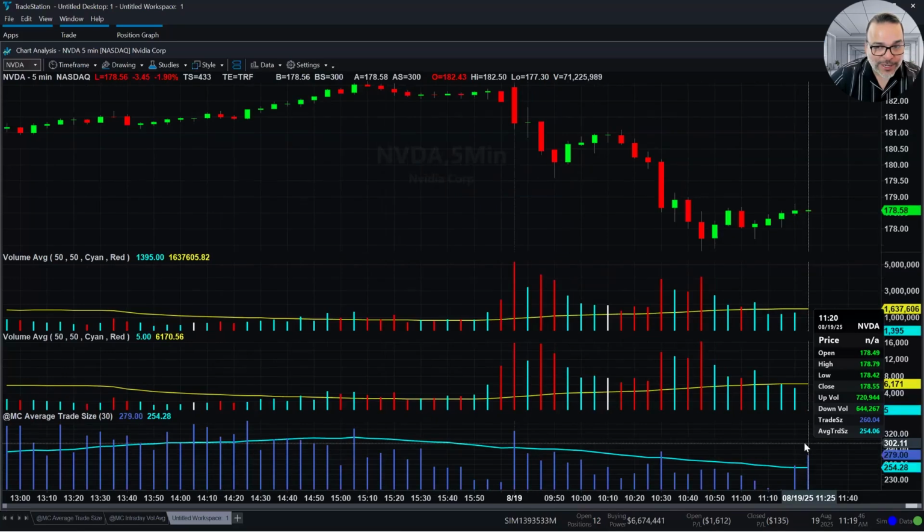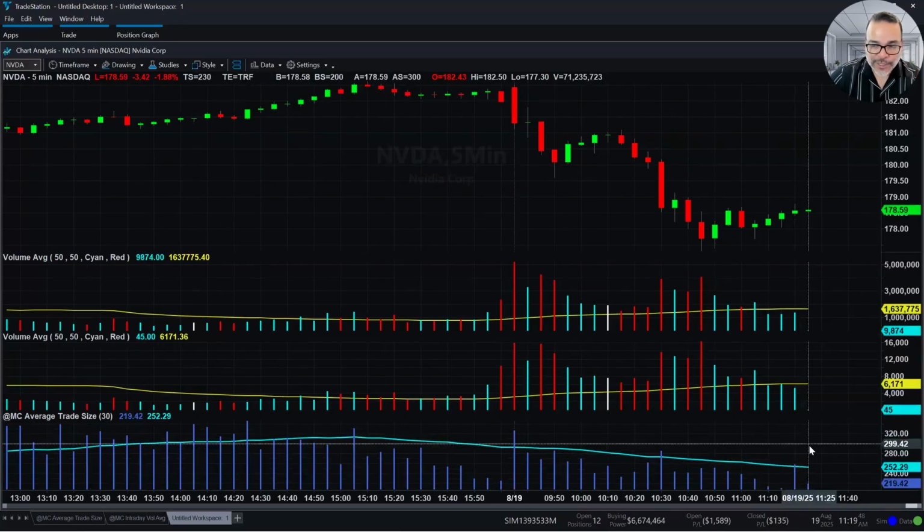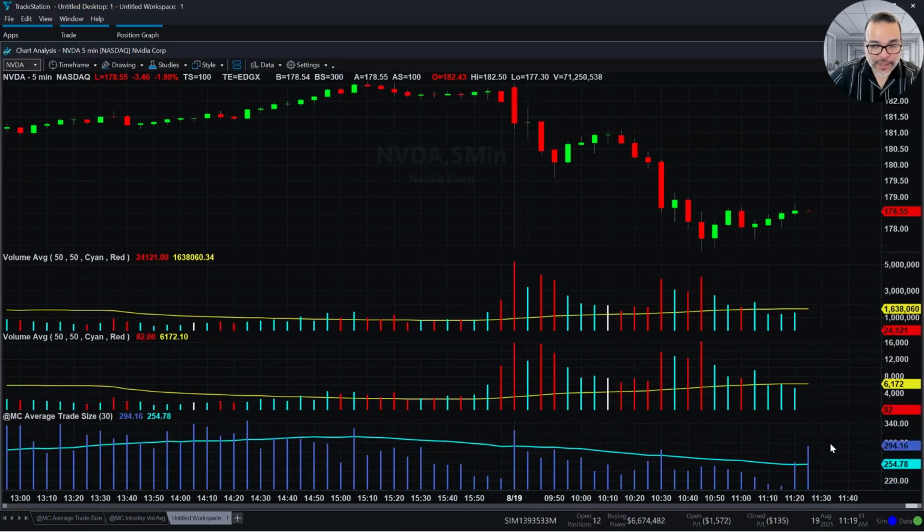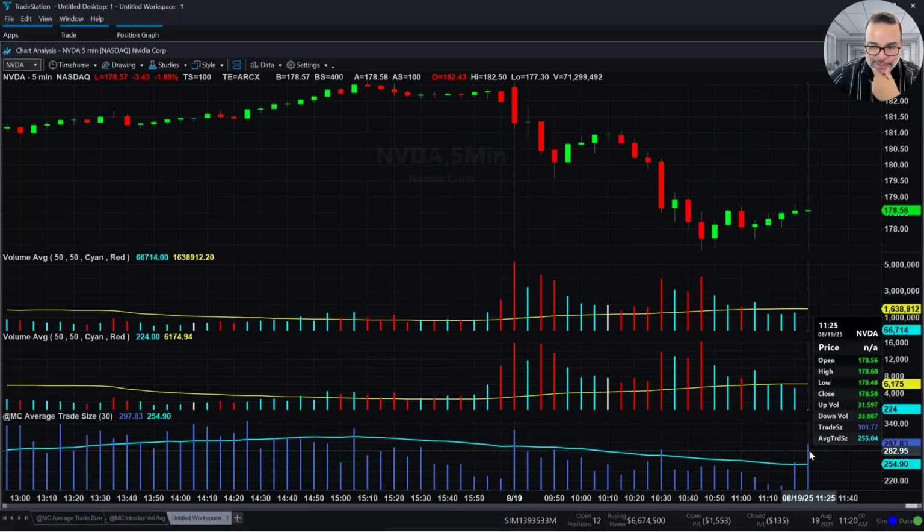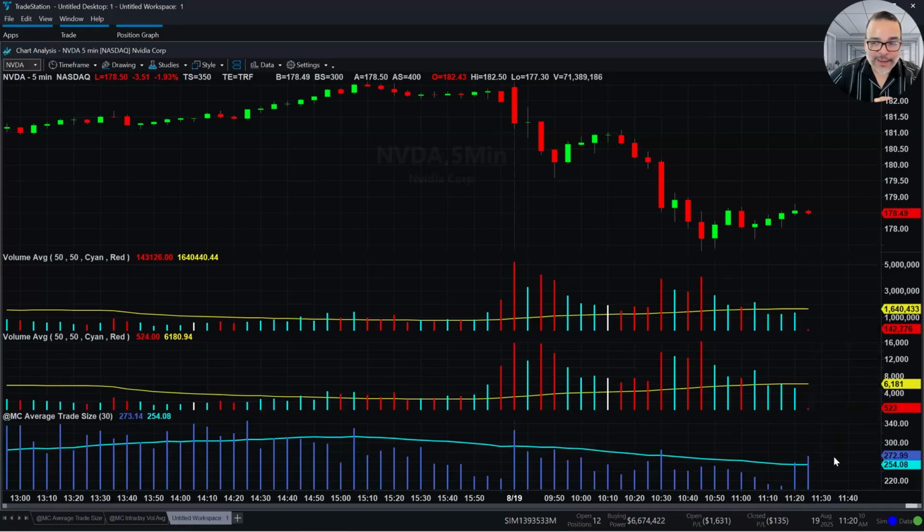For the past 30 bars, we already opened up a new candle, because remember, the candle is going to open every 5 minutes. Now let's take a look at the current candle, because now the trade size is even bigger. We have a trade size of 300 when the average trade size is 255. What does that mean? That the trades are getting larger. Are there more institutions coming in and trading NVIDIA? Maybe.